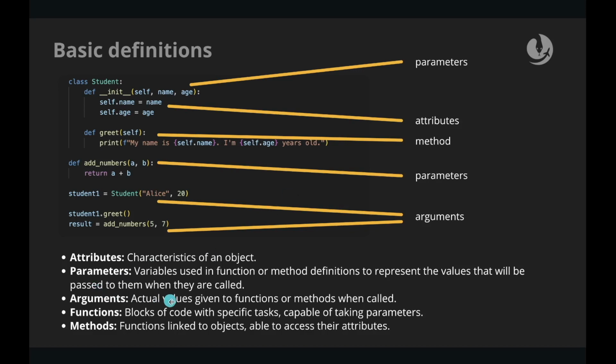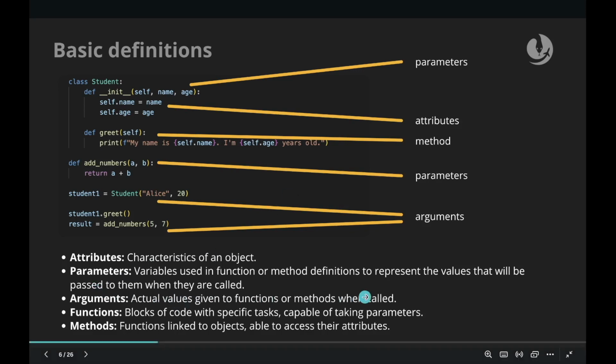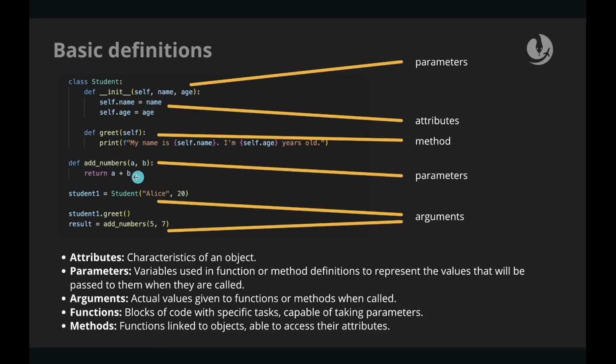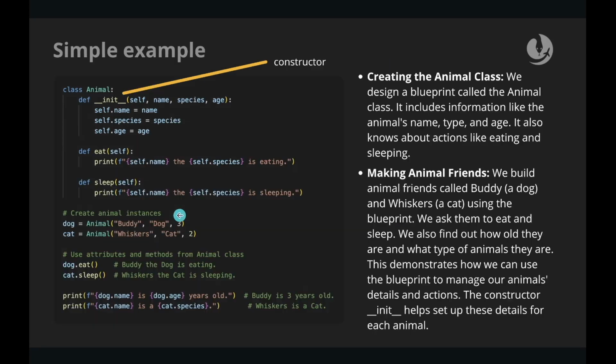And then we have arguments, and these are the actual values given to functions or methods when they are called. So over here, Alice, 20, these are the arguments. In our previous example, Buddy, dog, 3, Whiskers, cat, 2, these are the arguments. Here we have the parameters, but here we have the arguments, right? And these are the attributes.